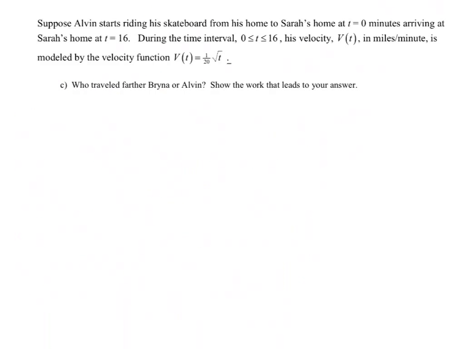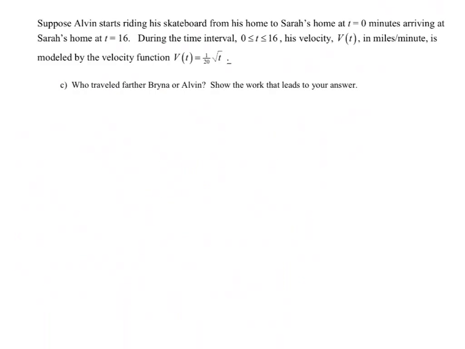Suppose Elvin starts riding his skateboard from his home to Sarah's home at t equals 0 minutes, arriving at Sarah's home at t equals 16. During the time interval 0 to 16, the velocity in miles per minute is modeled by the function v of t equals 1/20 radical t. Who traveled farther, Brina or Elvin? Show work that leads to your answer.